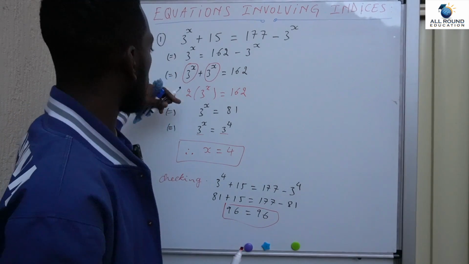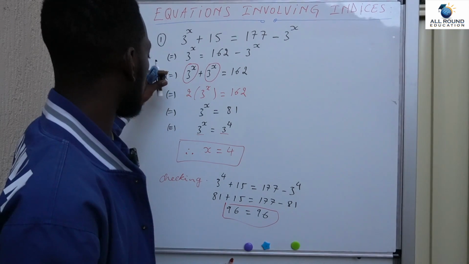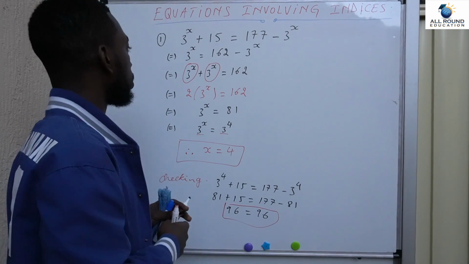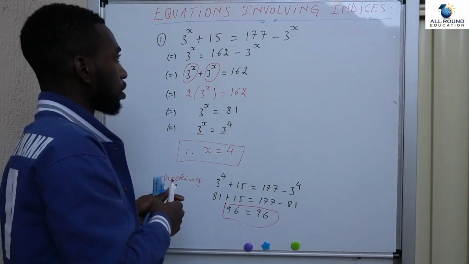As you have seen, there's nothing complicated. It's just knowing what to do, knowing how to work out these solutions. Just make sure you don't make silly mistakes in terms of subtracting or adding.